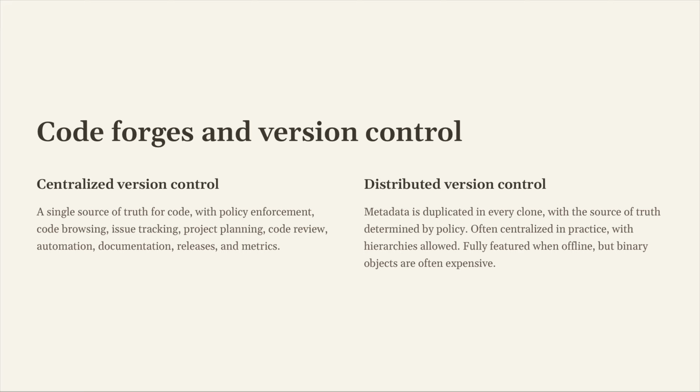The second one is distributed version control. In this system, everyone has their own full copy of the code. Even if you are offline, you can make changes. Most teams use this, especially with tools like Git.